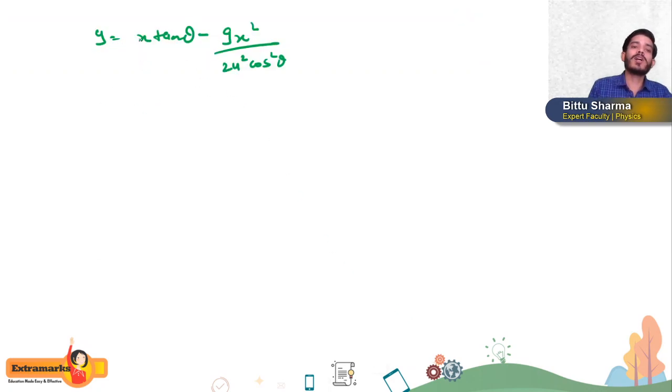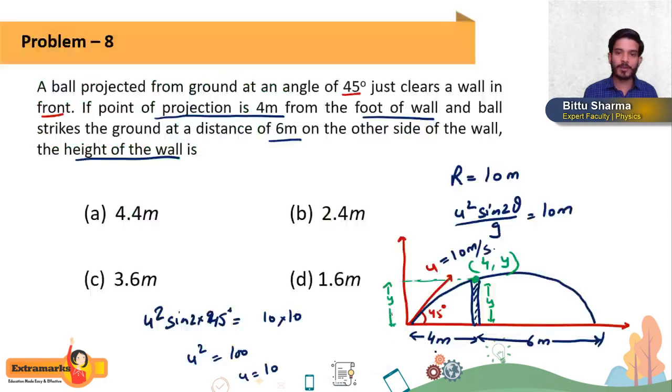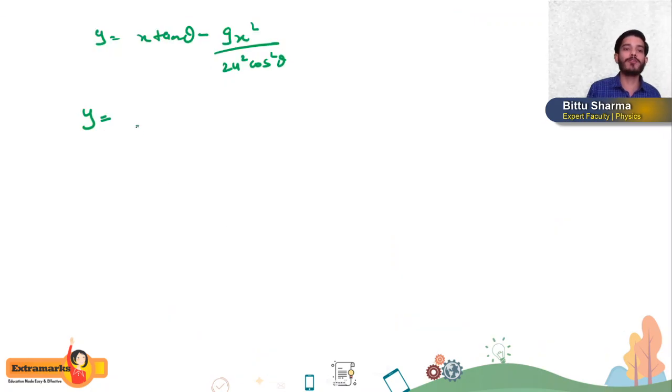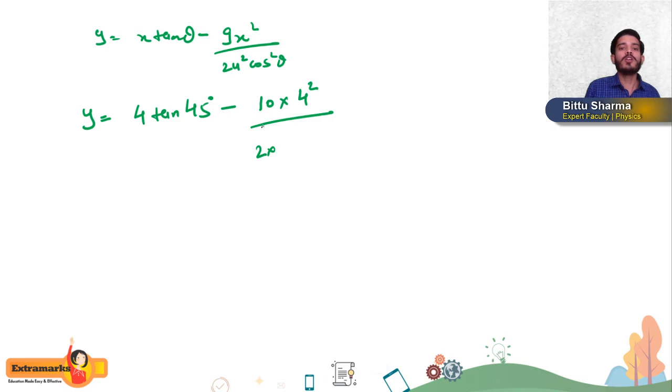Okay. Now in this, what is x and y? I told you x and y are the coordinates of any point. Getting? So we will write y, we don't know, but x coordinate of that point we got 4. So x is 4, u is 10. Angle of projection is 45, minus g, let us say g is 10, into x. x is 4, square, divided by 2 u, initial velocity we have calculated, u square into cos square 45.